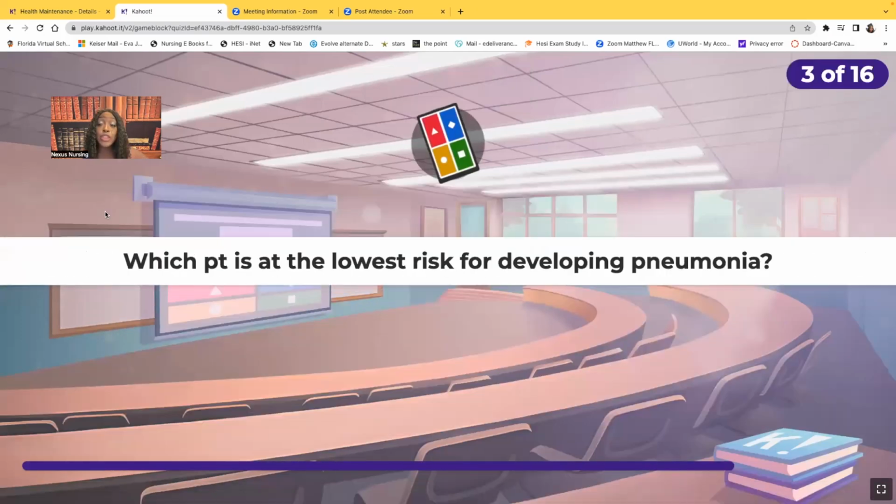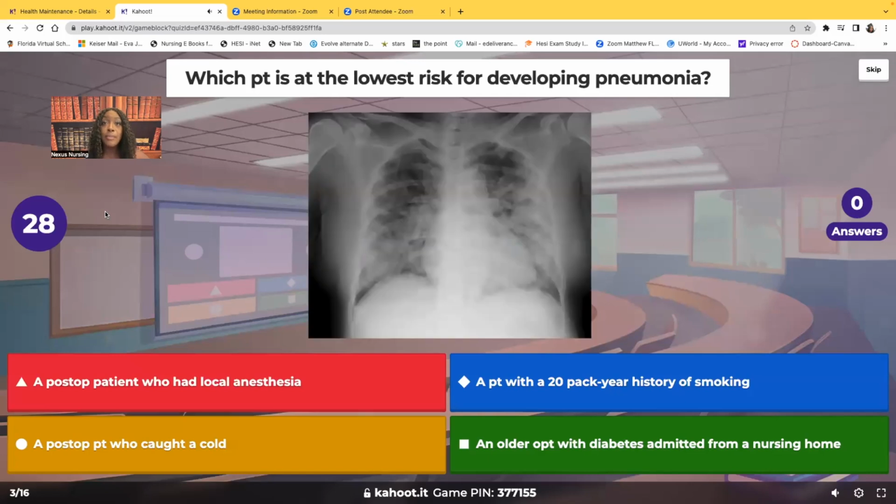Which patient is at the lowest risk for developing pneumonia? Is it a post-op patient who had local anesthesia? Is it a patient with a 20-pack-year history of smoking? Is it a post-op patient who caught a cold? Is it an older patient with diabetes admitted from a nursing home? Who's at the lowest risk for developing pneumonia?